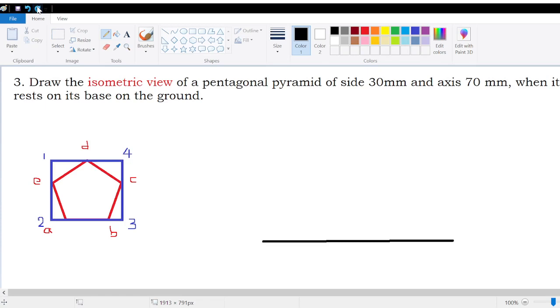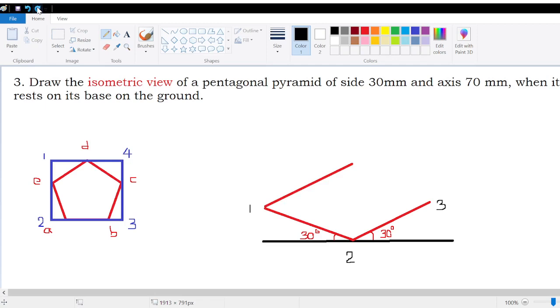So the rule is all horizontal edges should be drawn as lines inclined at 30 degrees to the base. Now you can pivot any point, either 2 or 3. It's up to you. So I am pivoting the point 2. Then I am drawing the line representing 2, 3 at an angle of 30 degrees to the base. And similarly, I'll draw 2, 1 at an angle of 30 degrees to the base. And I'll immediately label them. Then I'll draw another line representing 1, 4, which is inclined at an angle of 30 degrees to the base.